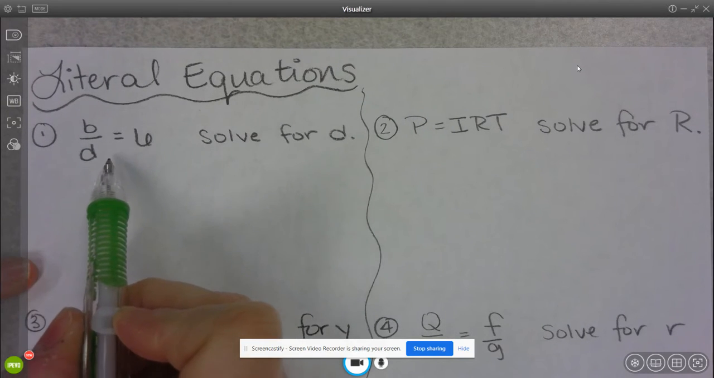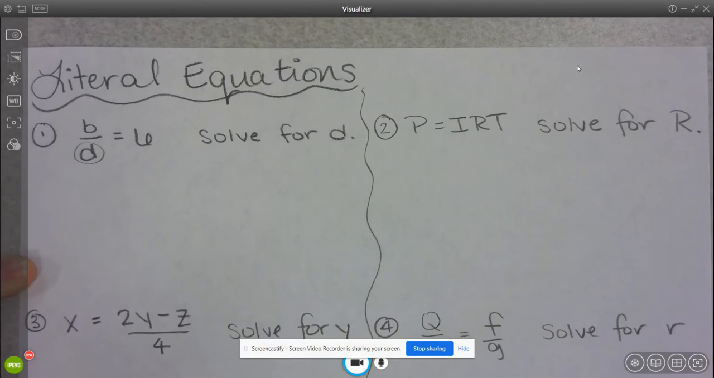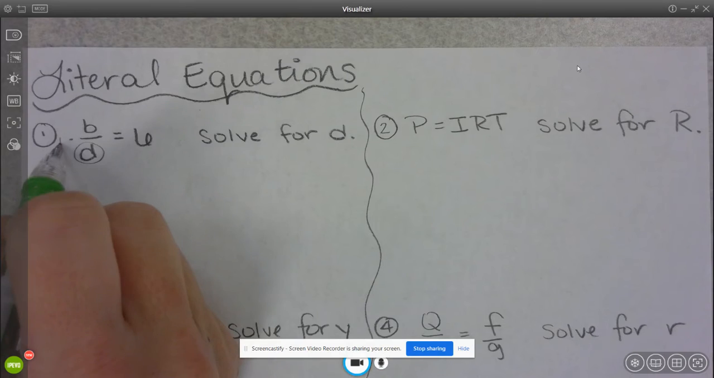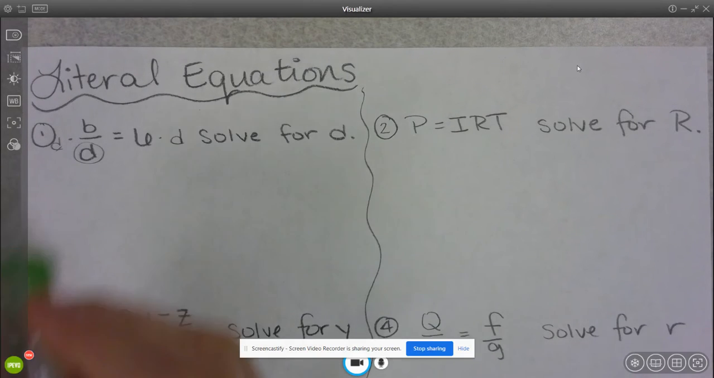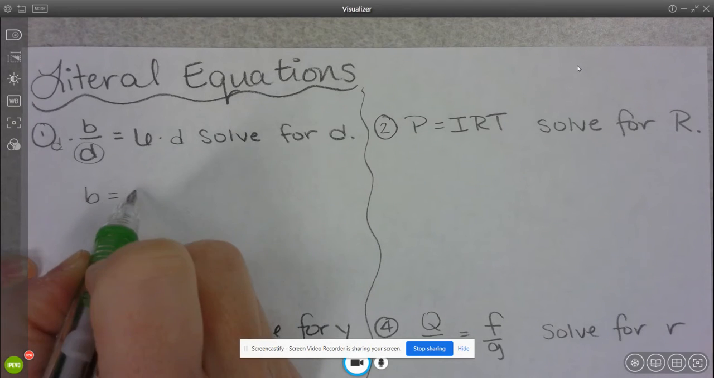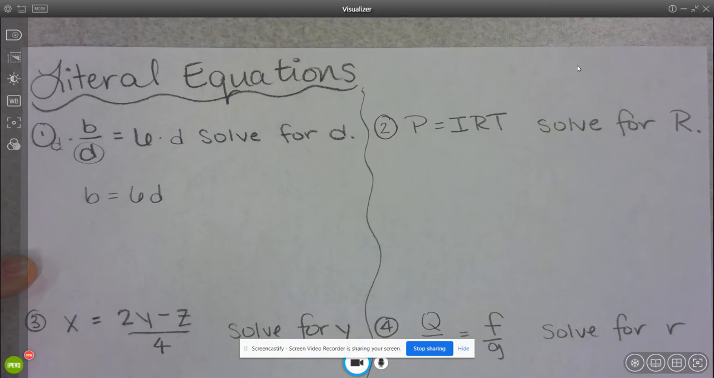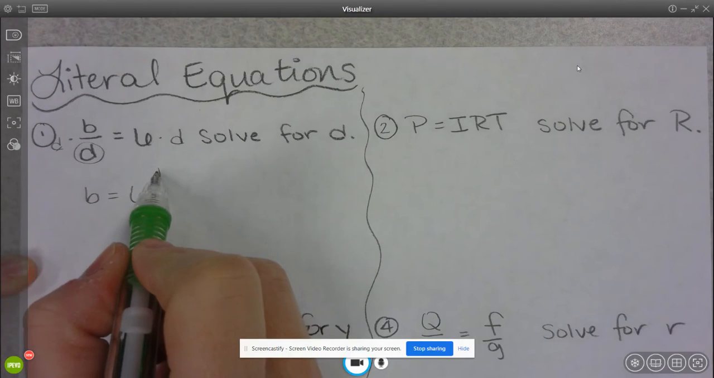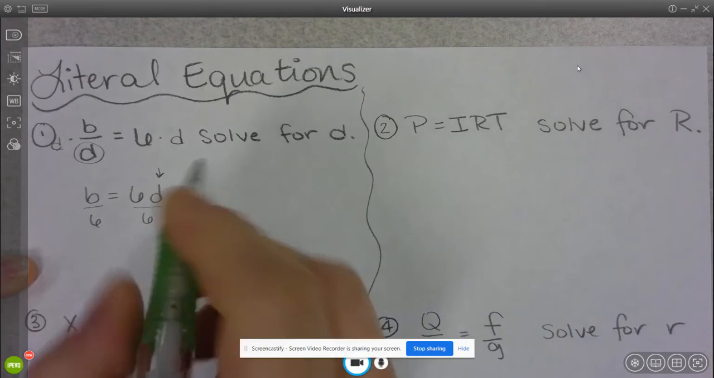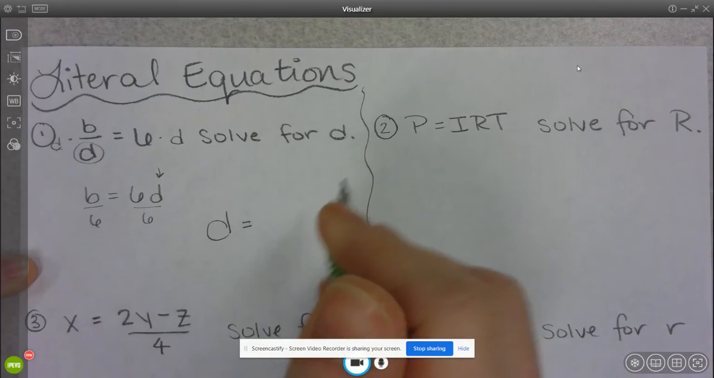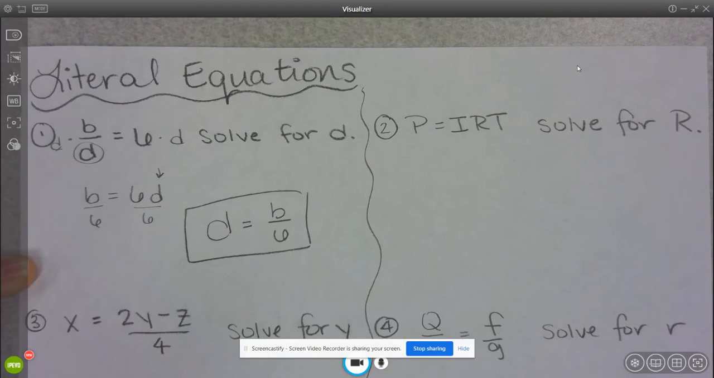So in this first example, it's asking us to solve for d. Well, d is currently in the denominator. In order to get d out of the denominator, I have to multiply both sides by d, which is going to leave me with b being equal to 6d. And then d is now being multiplied by 6, so I need to undo that and divide. So d would be equal to b divided by 6.